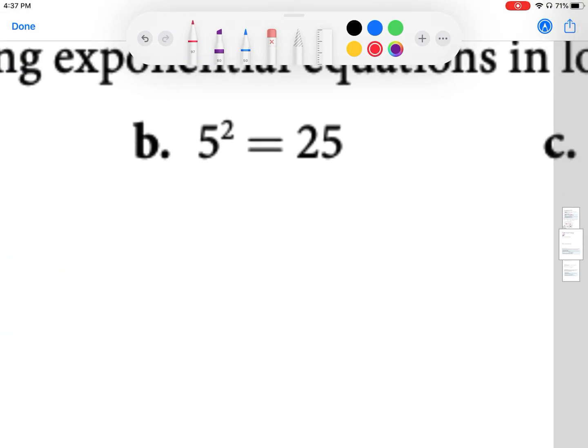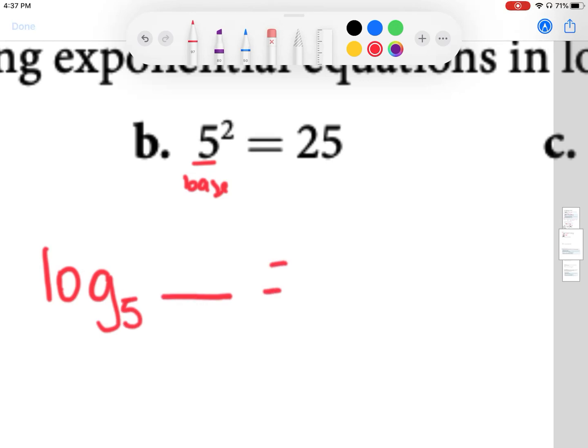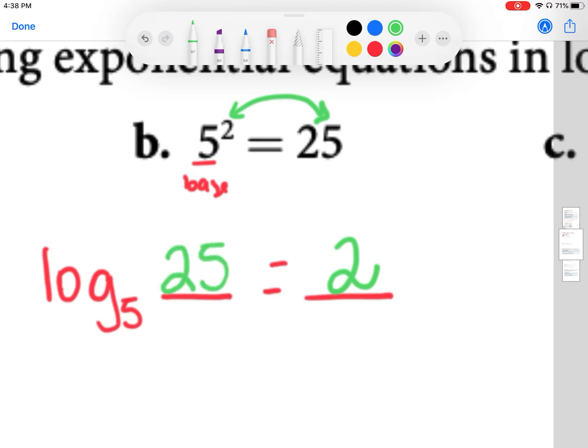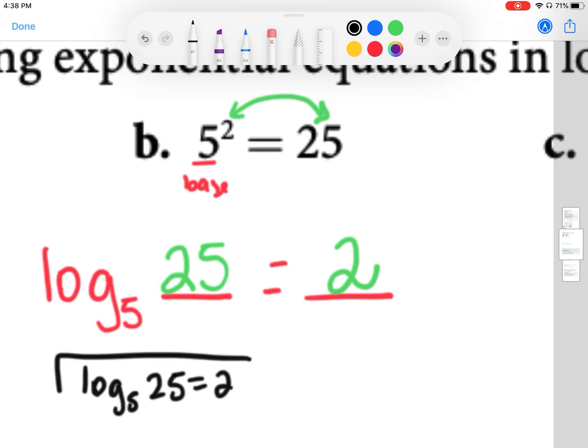Next example. Your base stays the same. Okay, so my base is the same. I need to find an argument for that log and what it's equal to, and we have those numbers: that 2 and that 25. Now 2 comes first, so I switch the order so that it comes last. 25 comes last, so I switch the order so it comes first. So our answer is log base 5 of 25 is equal to 2.